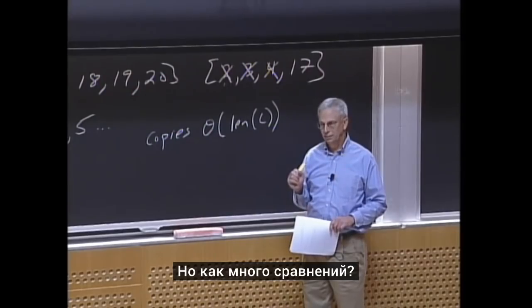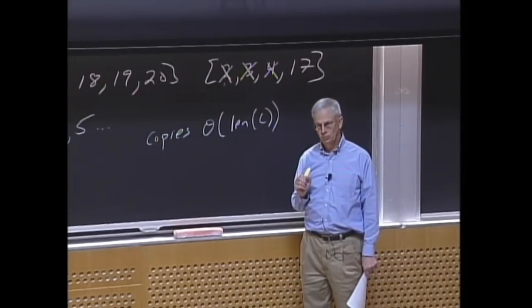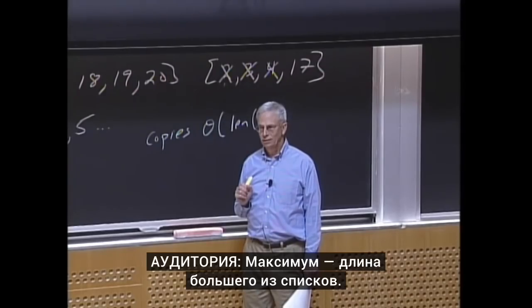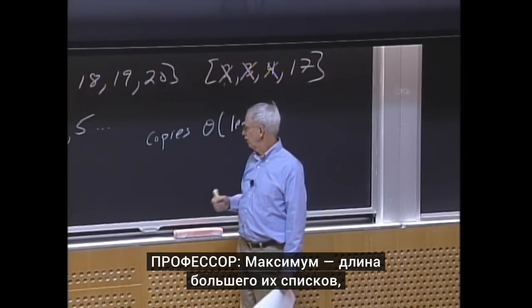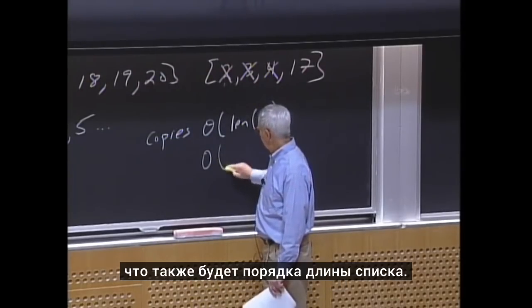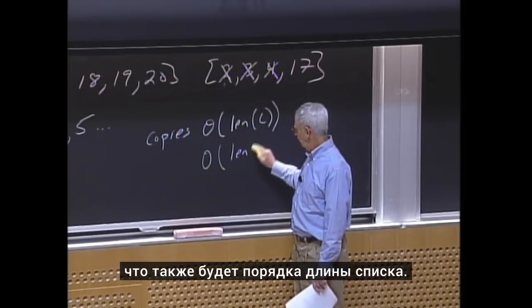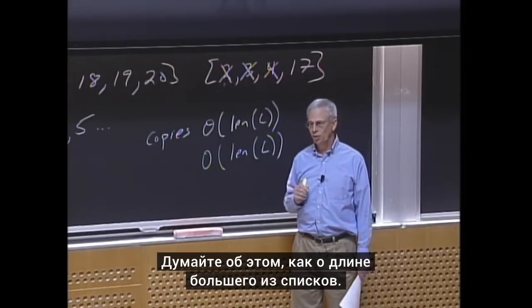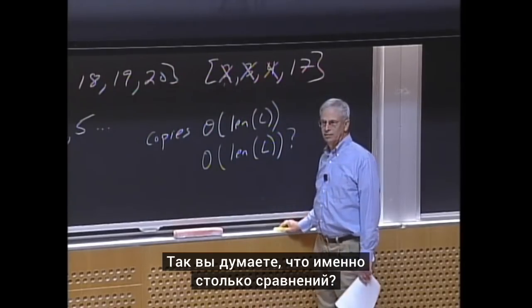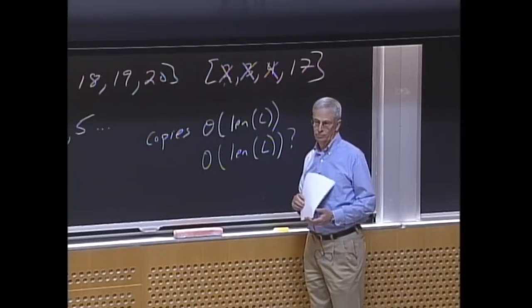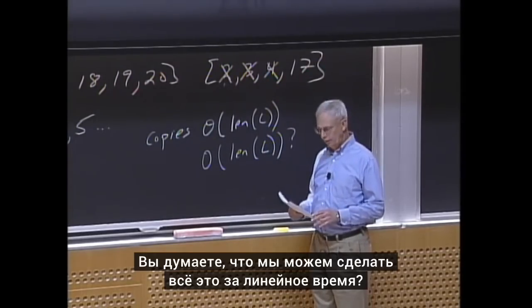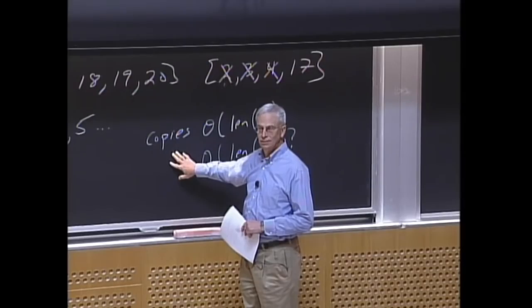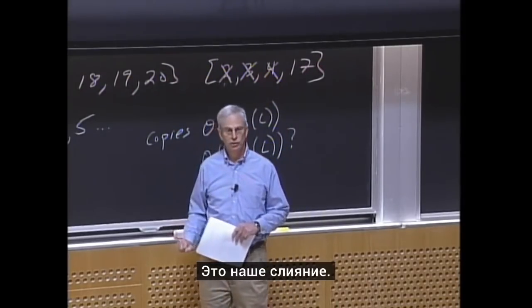But how many comparisons? That's a little trickier to think about. At most, the length of the longer list, which we could claim to be order len of, I sort of cheated using L when we have two lists, but just think of it as the longer list. So you think that many comparisons. So you think we can do this whole thing in linear time? And the answer is yes. So that's our merge.